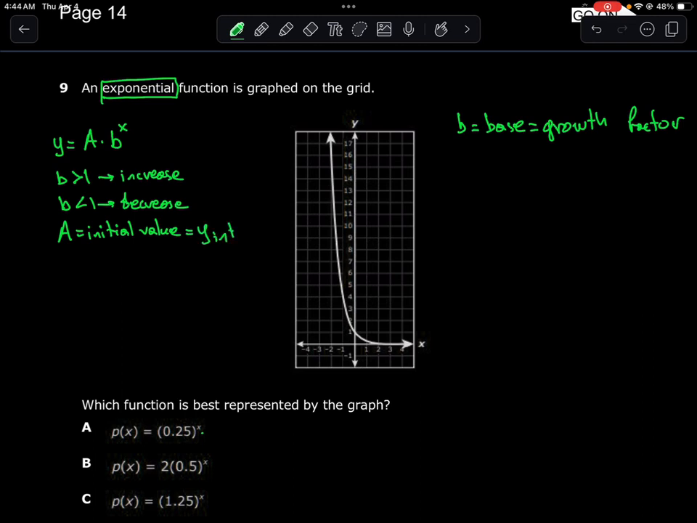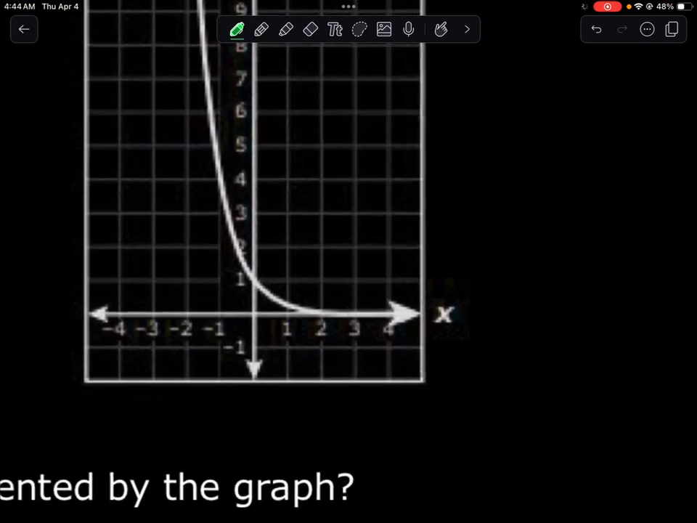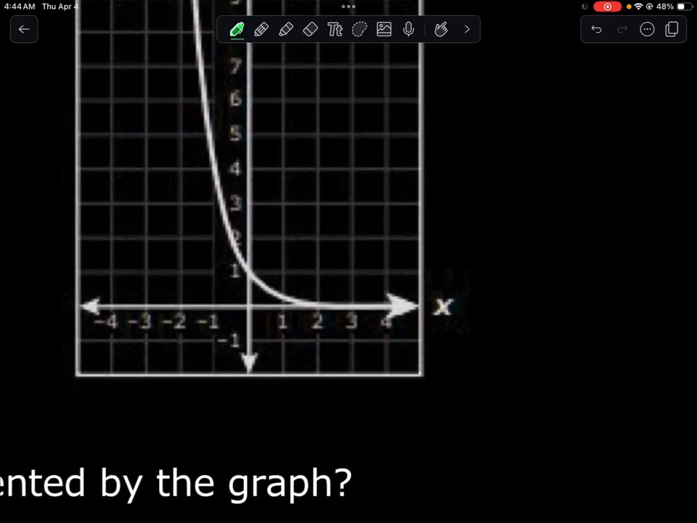Okay, now I can look at the graph a little bit more carefully. First of all, what is the capital A? It's the y-intercept. So what is the y-intercept? It is 1. So I know that A is going to be equal to 1.